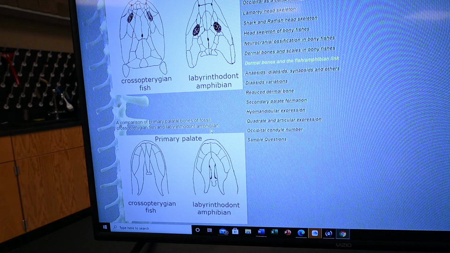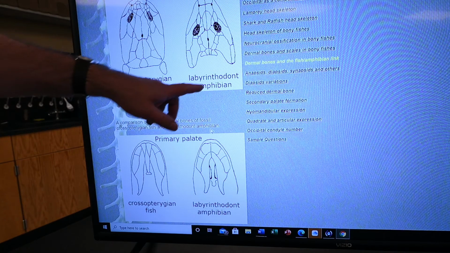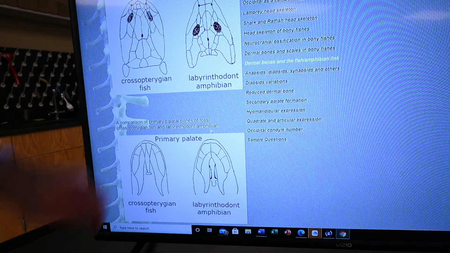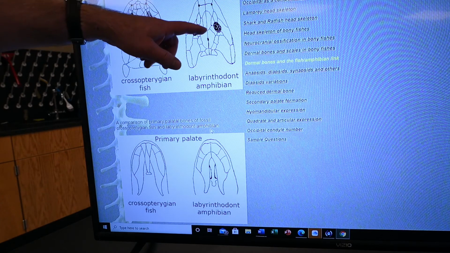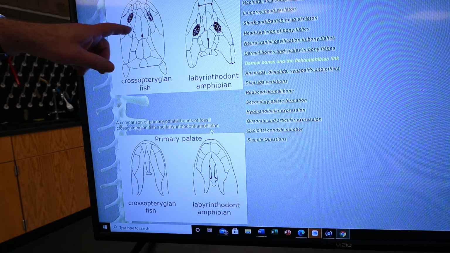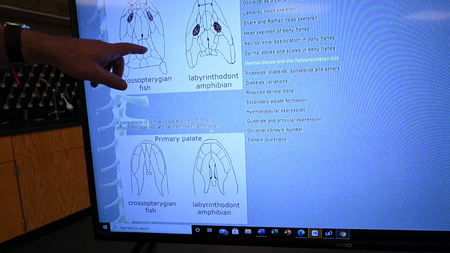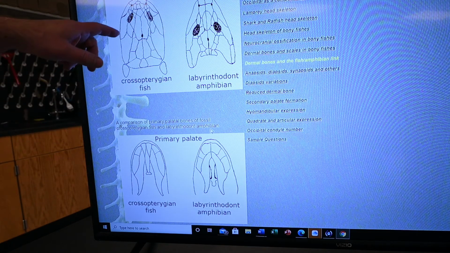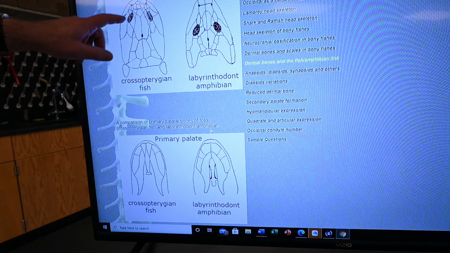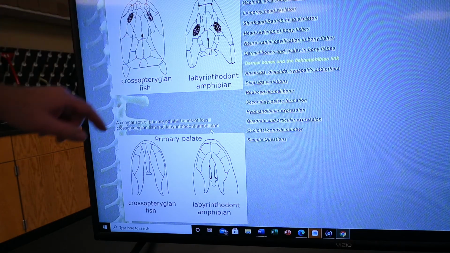Here on the screen we have two illustrations that compare the crossopterygian fish, this would be Eusthenopteron here, to the labyrinthodont amphibian, that would be Ichthyostega. So that's the comparison we see here. And the skull bones, the dermal bones on the roof of the skull, have a lot of parallels. You can sort out equivalent bones, frontal bones, post-orbital bones, jugal bones under the eye there.